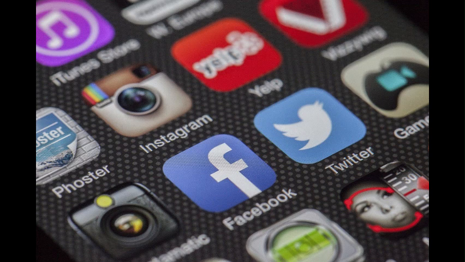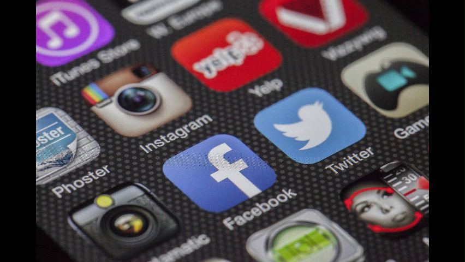Curate your feed. Follow accounts and pages that promote positive and supportive content. Unfollow or mute accounts that contribute to negative feelings or unhealthy comparisons. Curating your feed can help create a more positive and uplifting online environment. Engage mindfully. Be mindful of how social media use affects your mood and mental well-being. Pay attention to how you feel after interacting with social media and make adjustments if you notice negative effects.